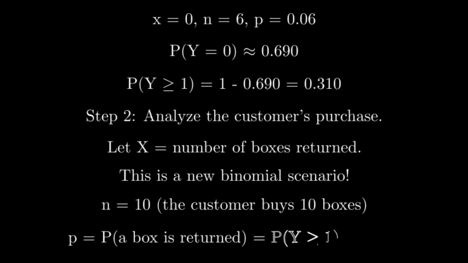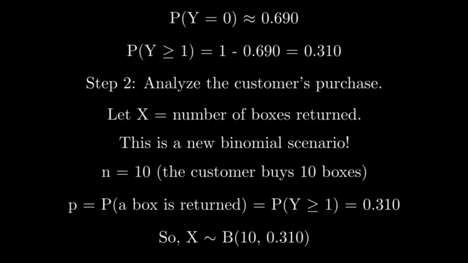The number of trials n is 10 because the customer bought 10 boxes. The probability of success, a box being returned, is the probability we just calculated, the chance that a box has at least one broken egg, which is 0.310. So our new random variable X is distributed as B(10, 0.310). The question asks for the probability that the customer returns at least one box. That's P(X ≥ 1).